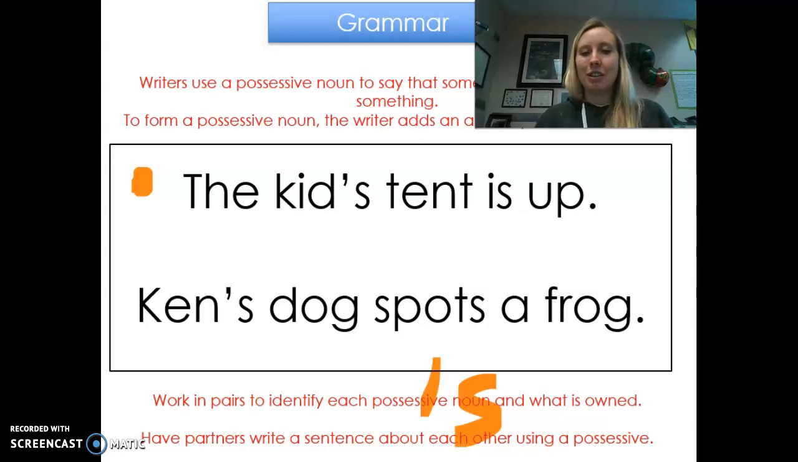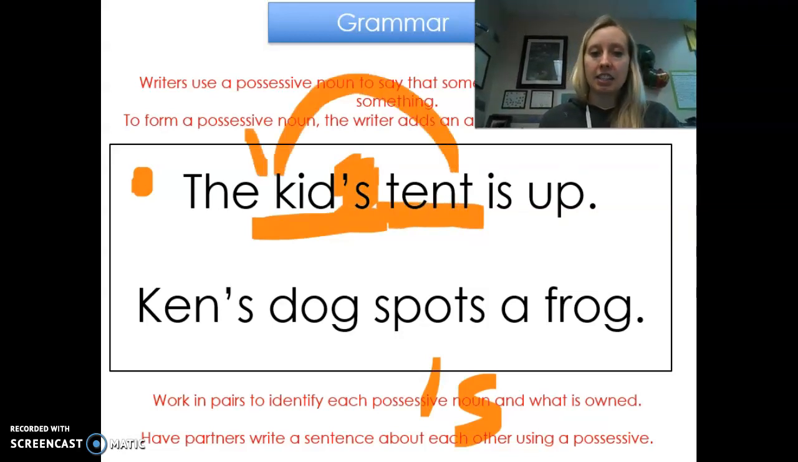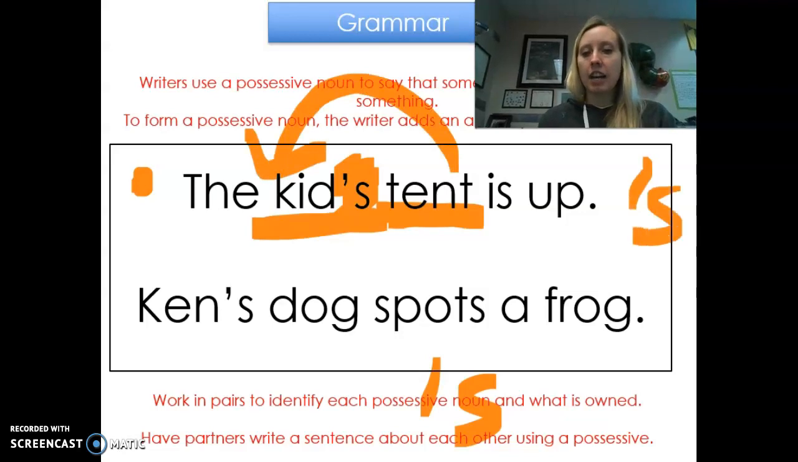3, 2, 1. First of all, whose is it? I mean, who are we talking about? The kids, right? Ooh, I see apostrophe S. So what belongs to the kids? A tent. The tent is the kids'. The apostrophe tells me that it's theirs. That's called a possessive noun.